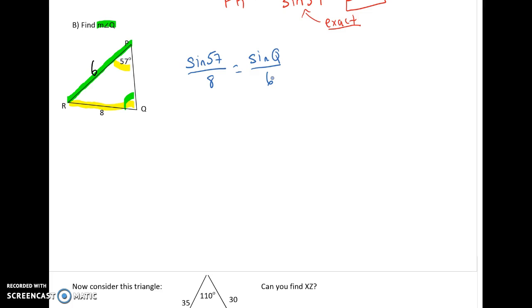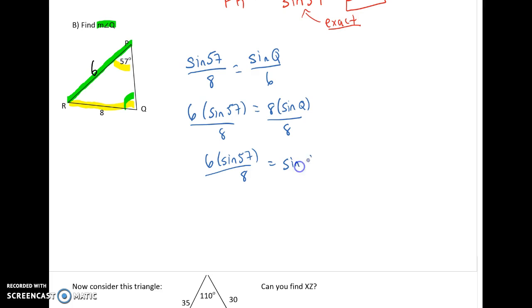So it doesn't matter if you're looking for sides or angles, you still want to set it up in this way. Go ahead and cross multiply now. So I'm going to get 6 sine 57 equals 8 times sine q. And I'm going to go ahead and divide by 8 because I want to solve for q. So I get 6 times sine 57 over 8 equals the sine of q.